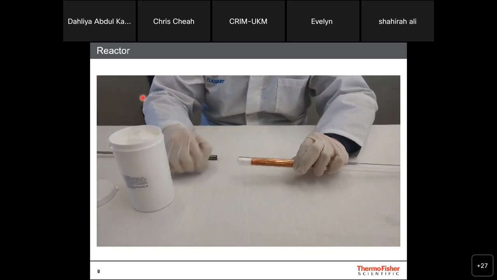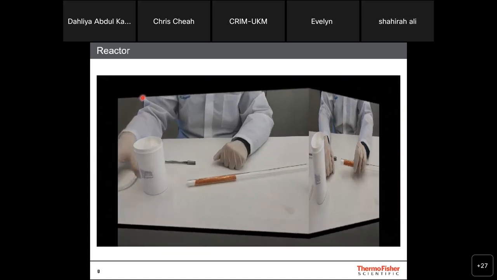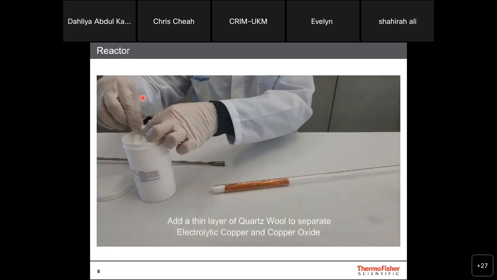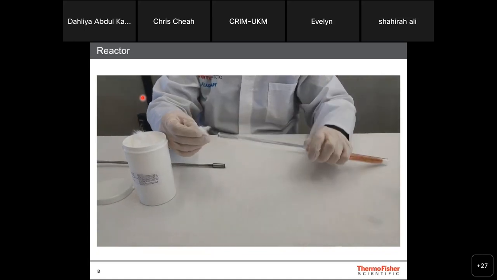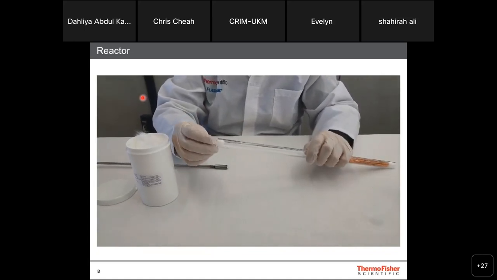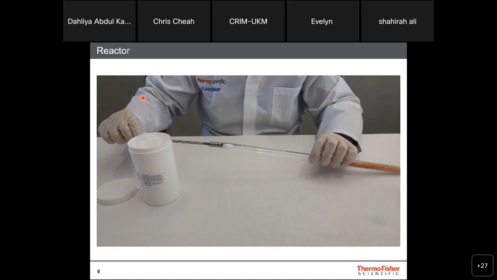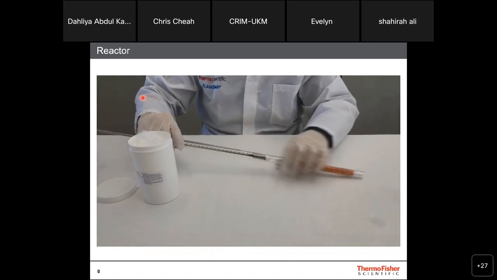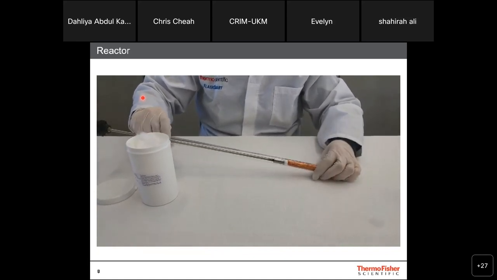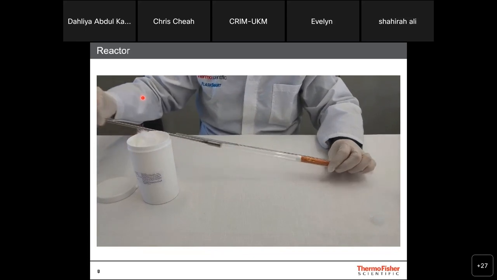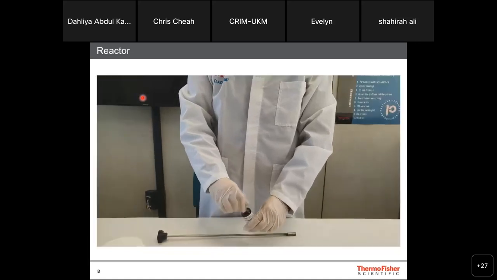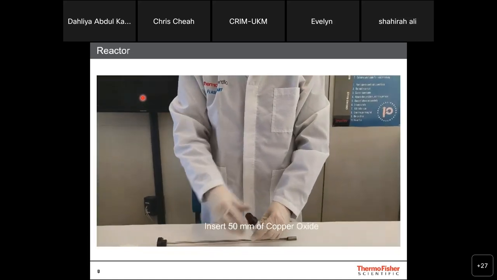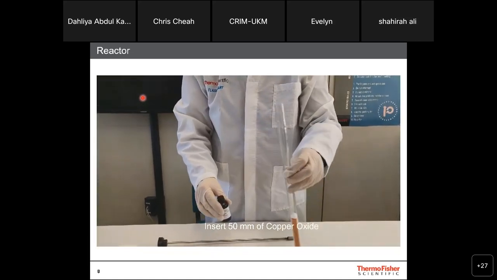Okay, so you can see how the quartz wool is being packed. We won't squeeze it, but rather just put a thin layer to separate those reagents. So just gently push the wool, then we just stop there. We won't press hard. Otherwise, you will create a blockage and the helium gas will have difficulty passing through.